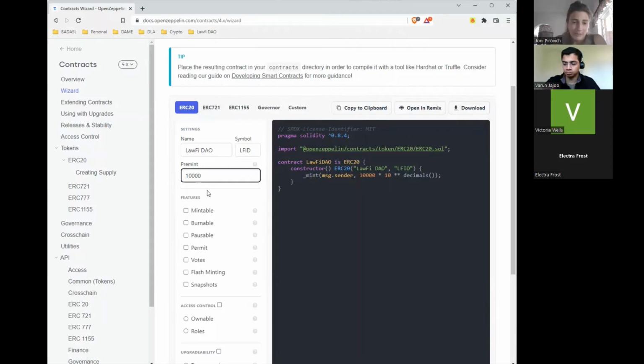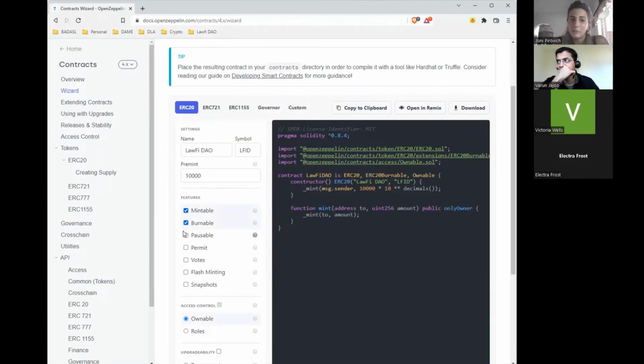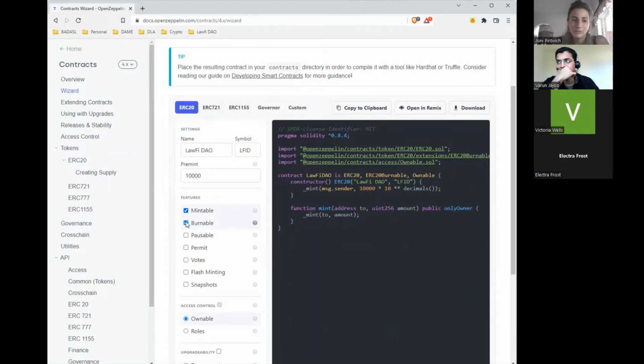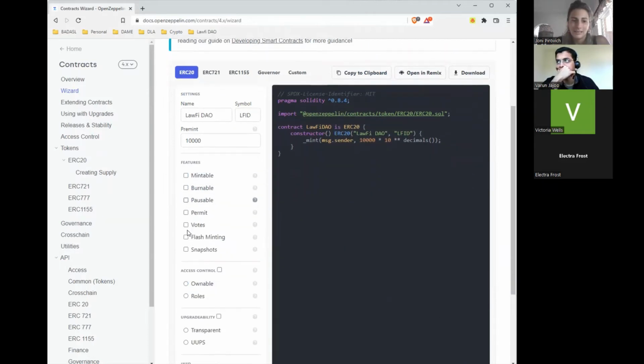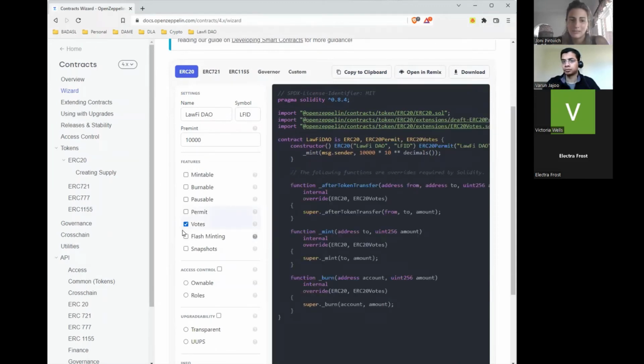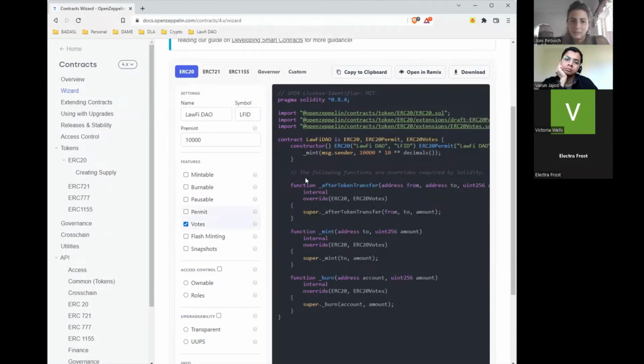And please feel free to speak up as I'm going through this. You can see as well, every time I tick on one of the features, it adds the extra bit of code for us to work through. So I'm just going to untick all of these things at the moment and go to votes. So if you look at the text before I click that, it sort of stops a quarter of the page in. And then we look at the following functions are overrides required by Solidity. So we get the after token transfer function, the mint, and then the burn.